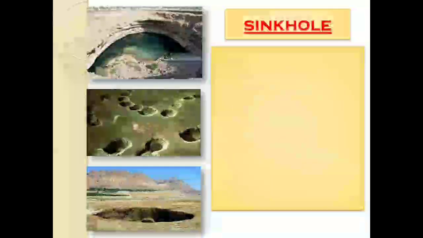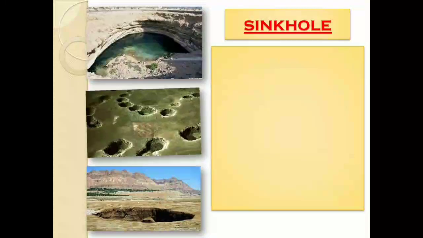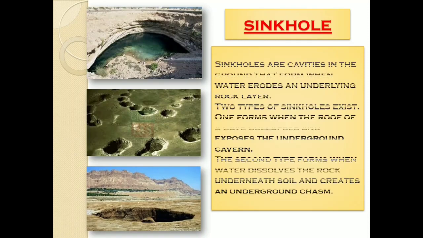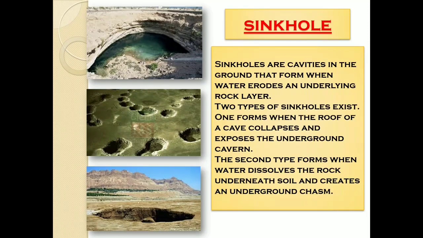Next is sinkhole. You can see a picture of sinkhole. Sinkholes are cavities in the ground that form when water erodes an underlying rock layer. Two types of sinkhole exist. One forms when the roof of a cave collapses and exposes the underground cavern. And the second type forms when water dissolves the rock underneath soil and creates an underground chasm.